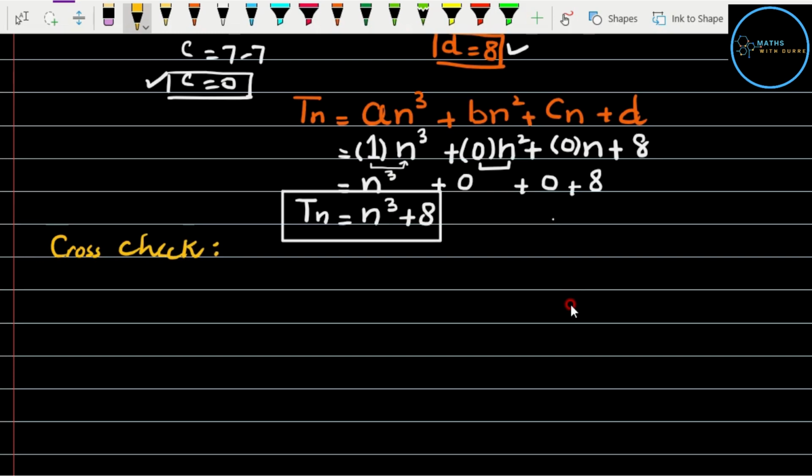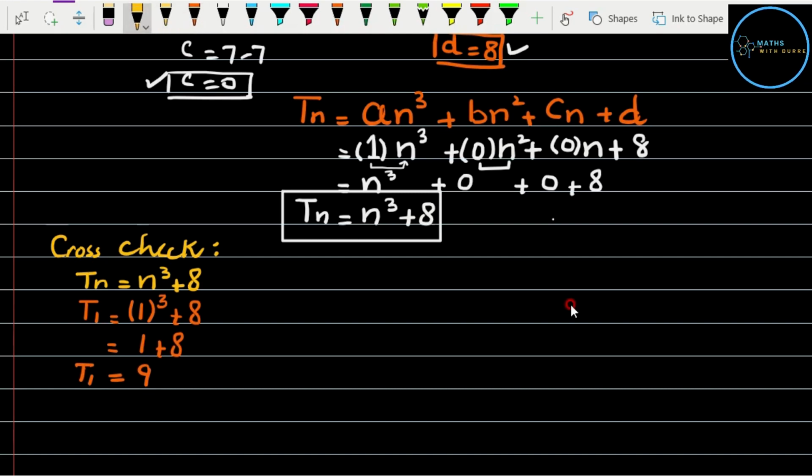Okay, the formula was Tn is equal to n cube plus 8. So I'm going to calculate the first term, as I know it is term 1. Because n is 1 now, I will write 1 instead of n and I will get the answer. 1 cube is 1 plus 8, that is 9. Means first term will be 9.